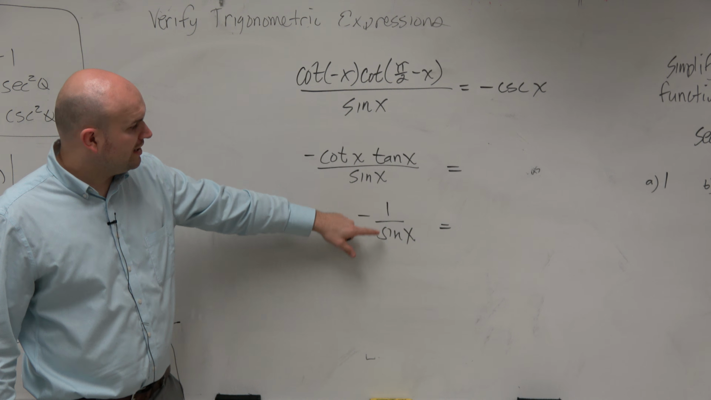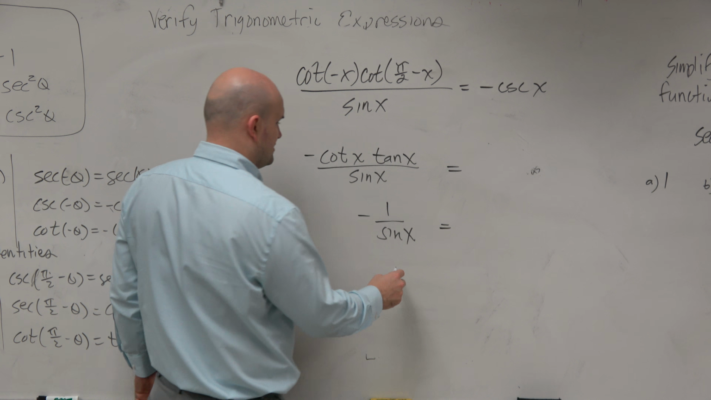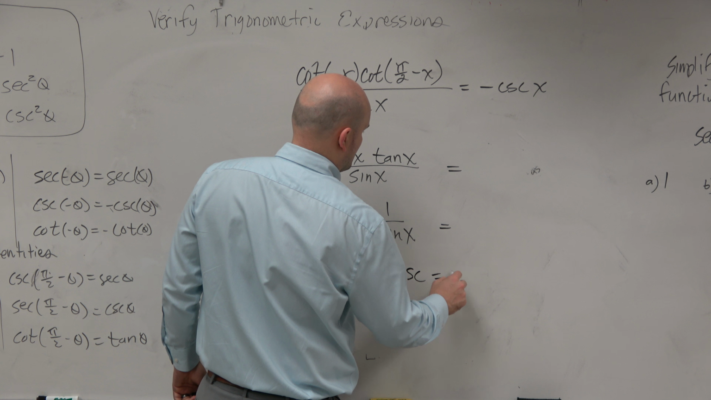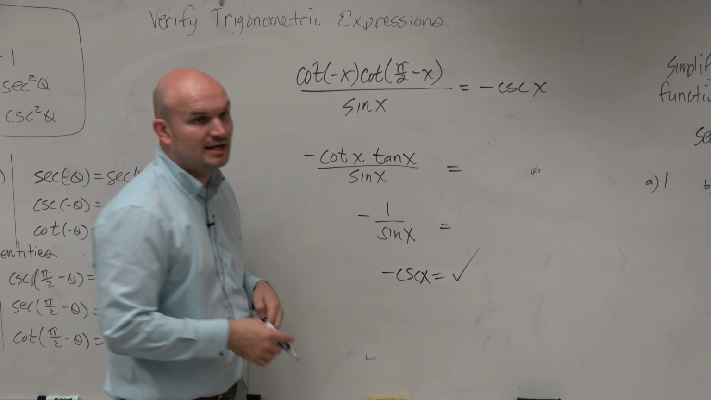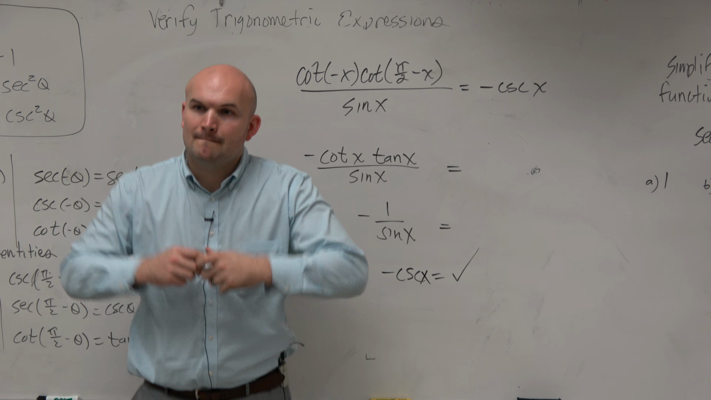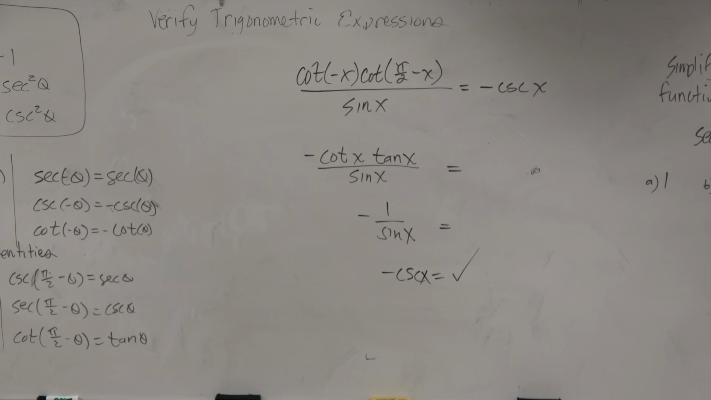So 1 divided by negative sine, if we look at our reciprocal identities, we can see that the answer is negative cosecant of x, which is our answer on the right-hand side. Ta-da. That's it. How would that be asked on a multiple choice question?